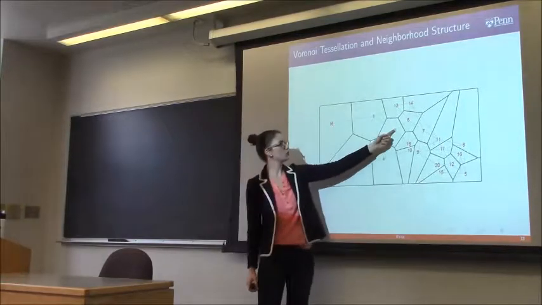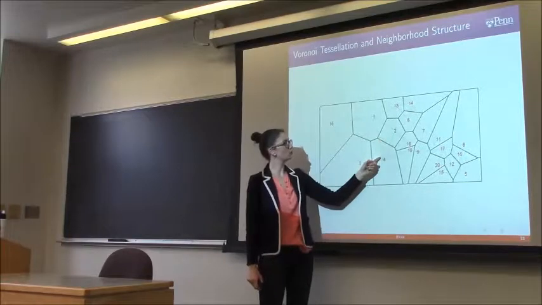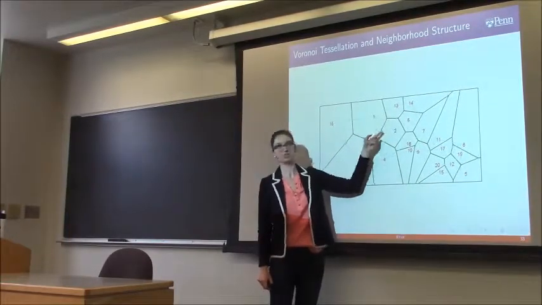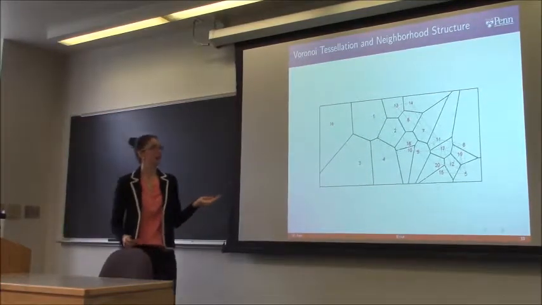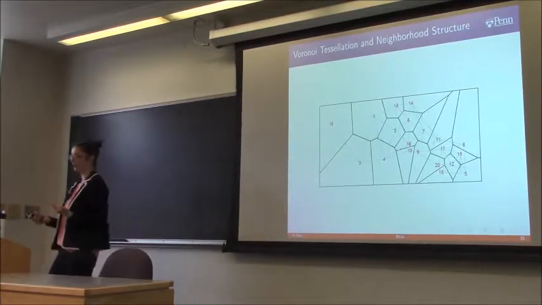So for village number 2, for instance, it has 5 neighbors. 2 and 4 share a border, 2 and 18 share a border, 2 and 6, 2 and 13, and 2 and 1. Okay? And what that also means is that if 2 is a neighbor of 1, 1 is a neighbor of 2. This is a mutual street.